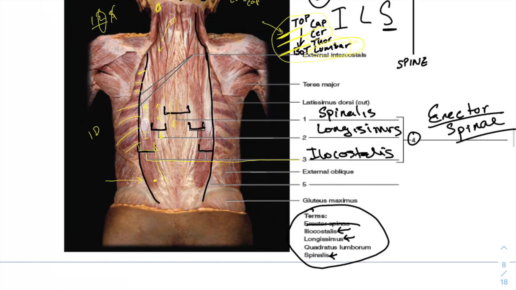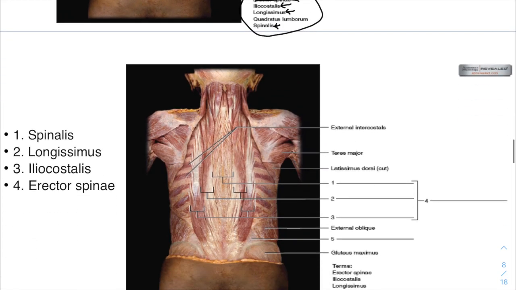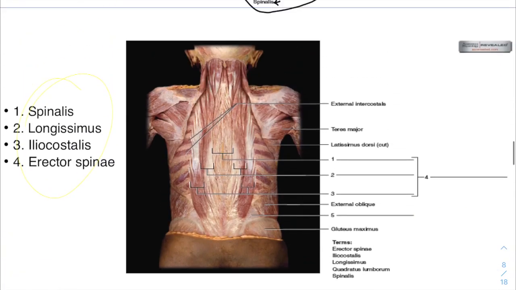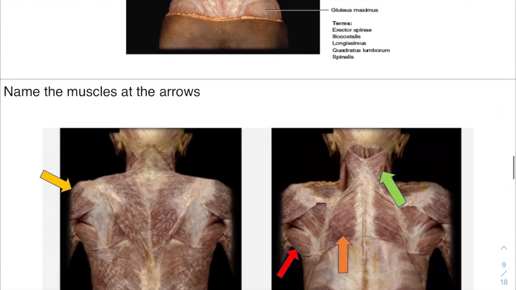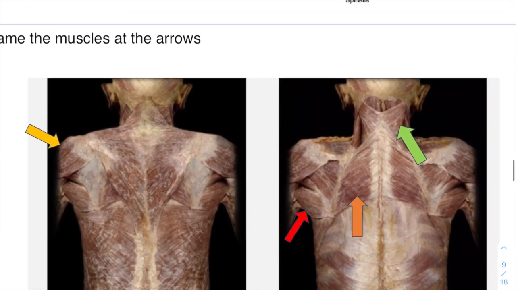So another thing you have to know is the quadratus lumborum, which is at the bottom. Actually, I'm not sure if you do need to know that. So for now, let's just skip it. Again, these are the answers that we just went over, and it doesn't seem like we need to go over that right now. But yeah, we don't need to know quadratus lumborum. I apologize for the confusion, and let's go on to the next one.